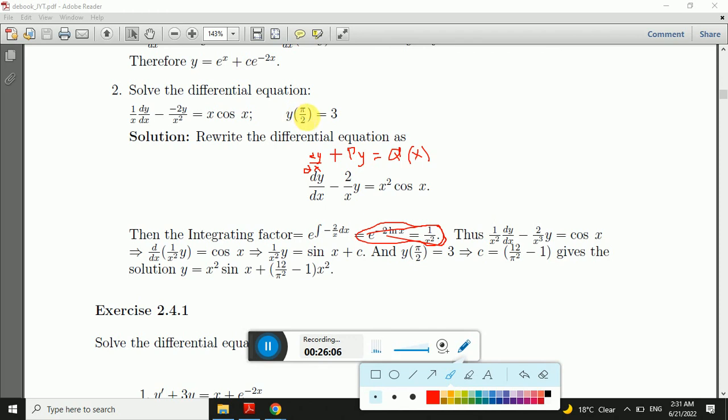But this time we have an initial condition that when x is pi over 2, y is 3. This initial condition, as we saw in the previous videos, helps us to find the value of this constant. So when you substitute x as pi over 2 and y as 3, you're going to realize that your c will be given by 12 over pi squared minus 1.